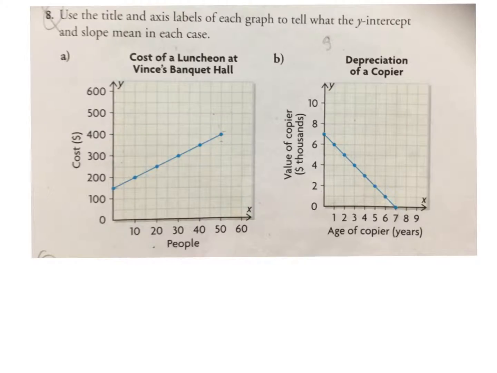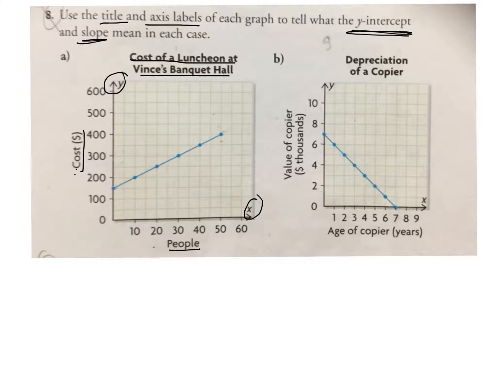The question says, use the title and axis labels of each graph to tell what the y-intercept and the slope mean in each case. So let's first look at what's labeled on each axis. We have our x-axis and our y-axis. What's labeled on the x-axis? People. And what's labeled on the y-axis? Cost. What is this graph telling us about? Cost of a luncheon at Vince's banquet hall. So the cost depends on the number of people.